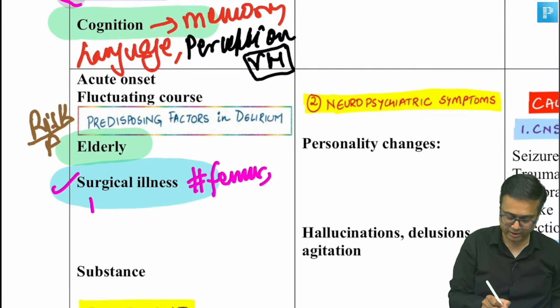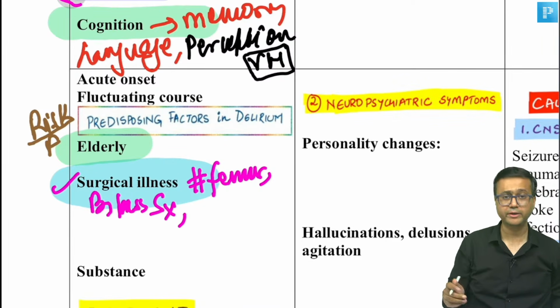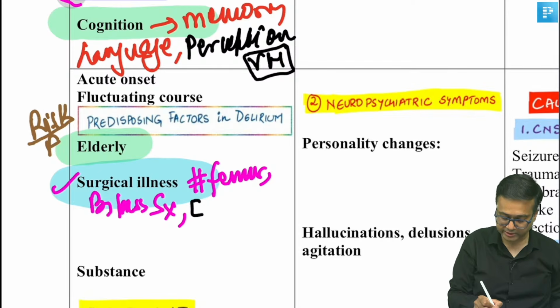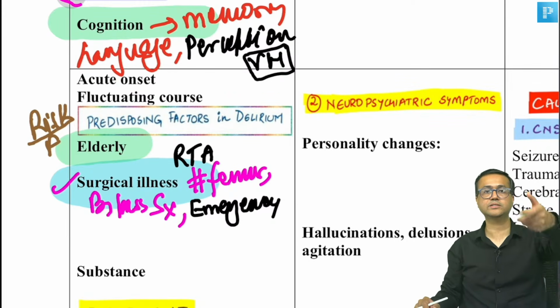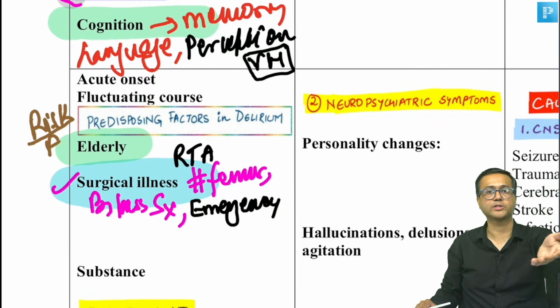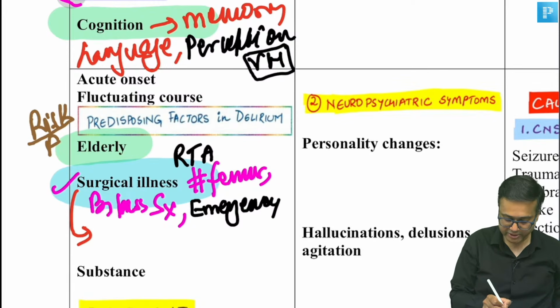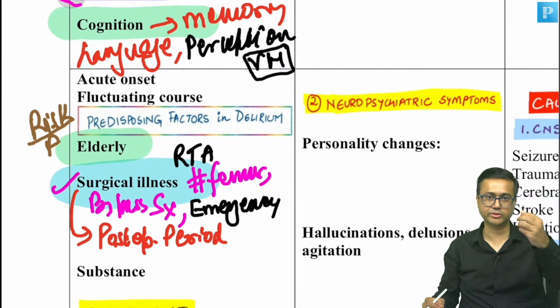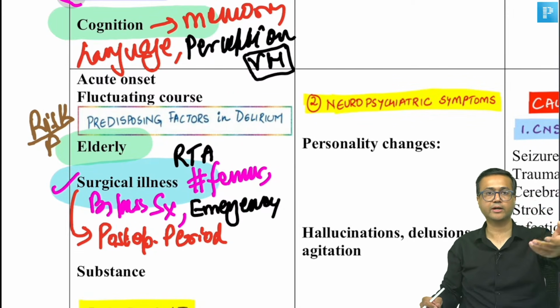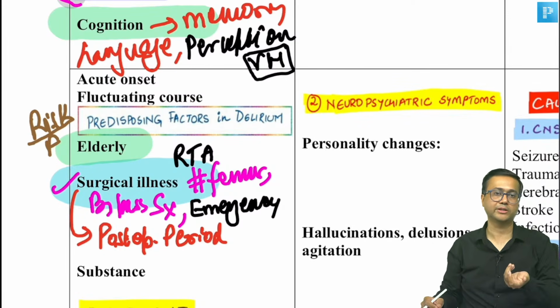Or patient underwent a bypass surgery. Or they may tell you that person has some emergency procedure. There is some emergency surgery like appendectomy. Or the person has RTA. Beta, what is RTA? Road traffic accident. After the accident, patient admitted in the hospital developed some symptoms. Or they may tell you patient has developed these symptoms in the post-operative period. Sometimes we see after the surgery in obs and gynae, in surgery, in orthopedics, 1 day, 2 days, 3 days after the surgery, the person may develop symptoms of delirium. So such risk factors beta may be given in the question.